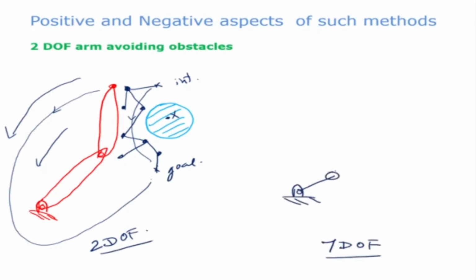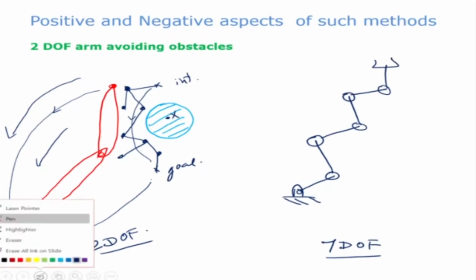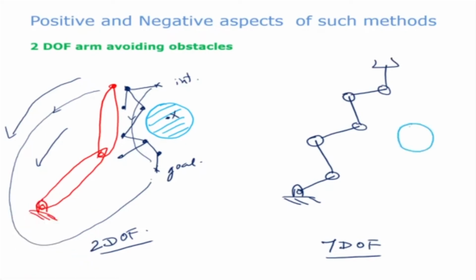So we have 7 degrees of freedom, and you want to avoid an obstacle. Again, similar case where there's an obstacle here, and you want to go from one point to another point. I want to go from this point, its initial point, to goal point. So what I do is I sample at these points which are possible near the obstacle, and I connect them by paths, making a network of paths.